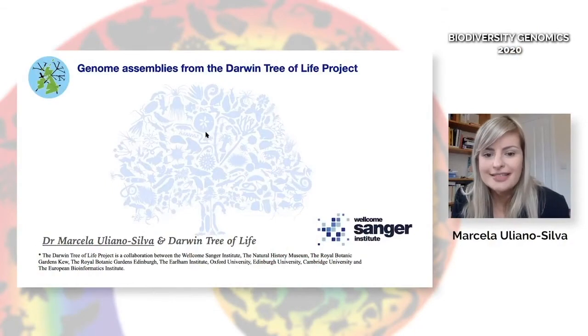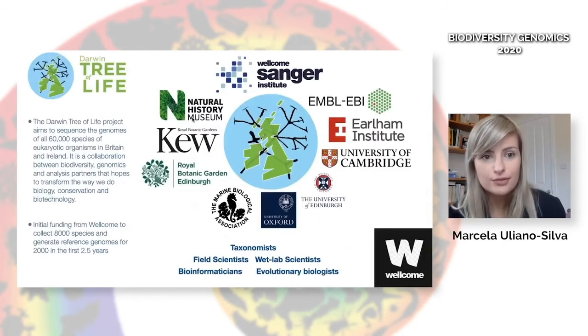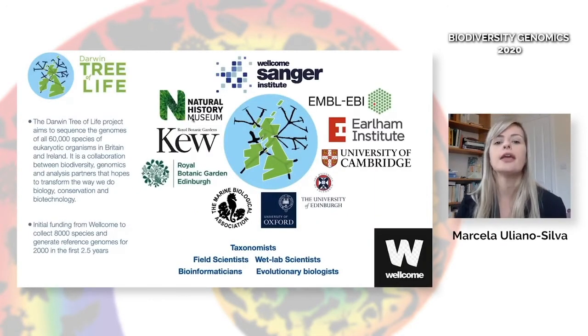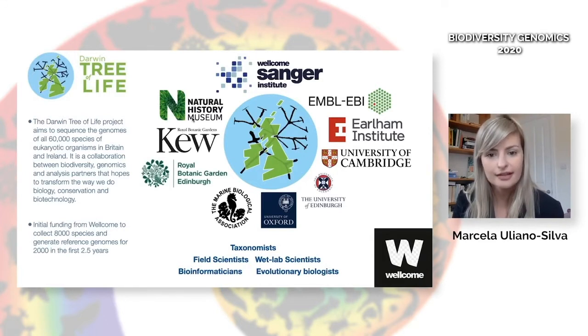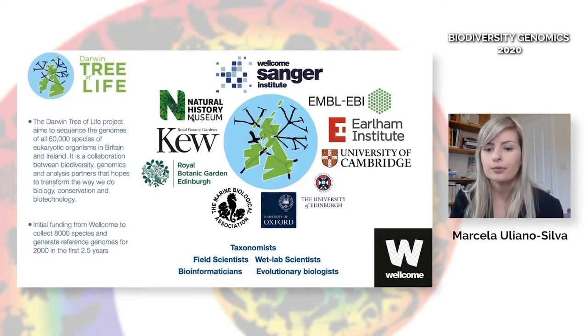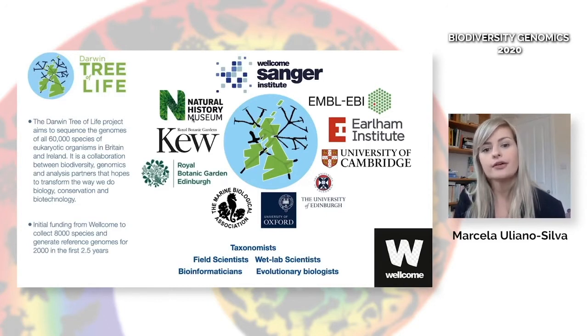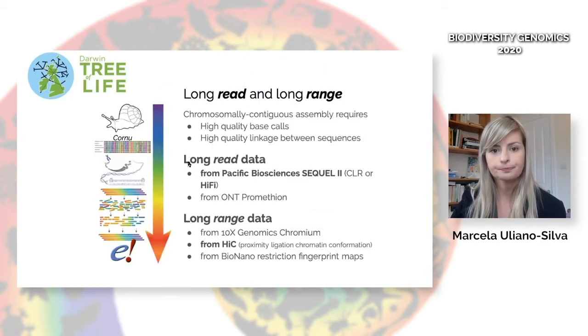So hi everyone, I am Marcela. I am a senior bioinformatician at the Sanger Institute. I work in the Darwin Tree of Life project. So I guess you know the Darwin Tree of Life project. We aim to sequence 60,000 species genomes from Britain and Ireland. We are many. We are taxonomists, field scientists, wet lab scientists, bioinformaticians, evolutionary biologists, all together in this project to yield the best genomes possible for the study of molecular evolution and to yield data for conservation efforts.